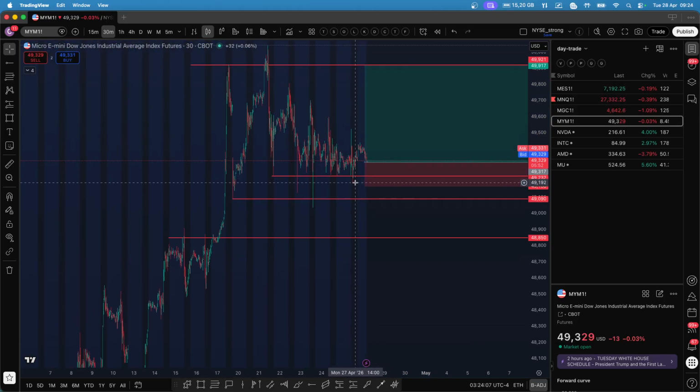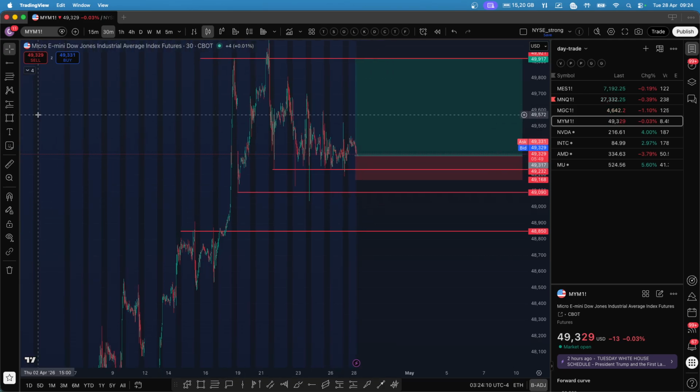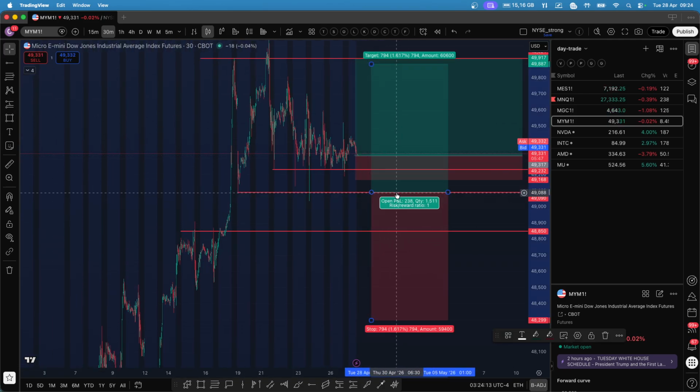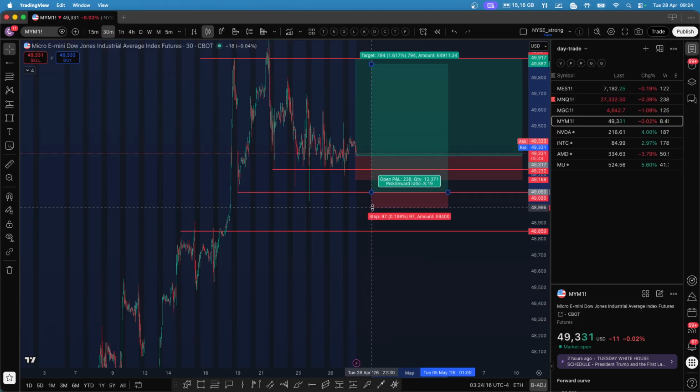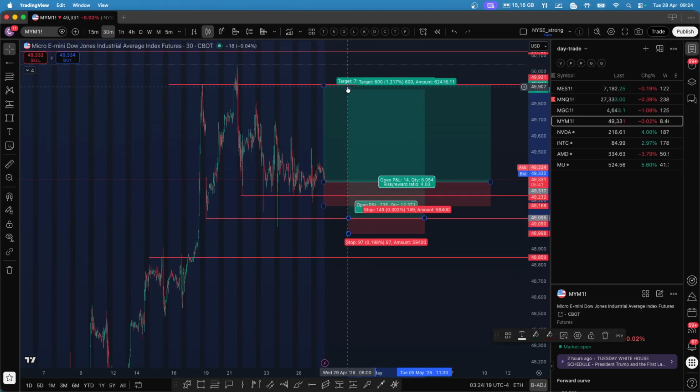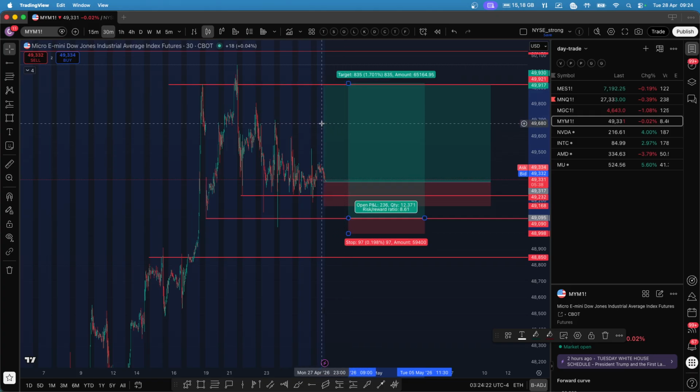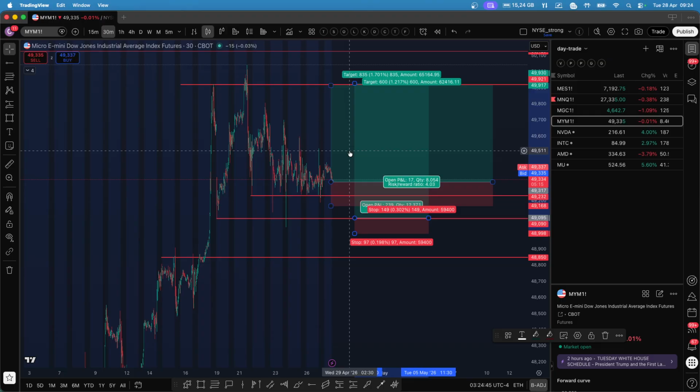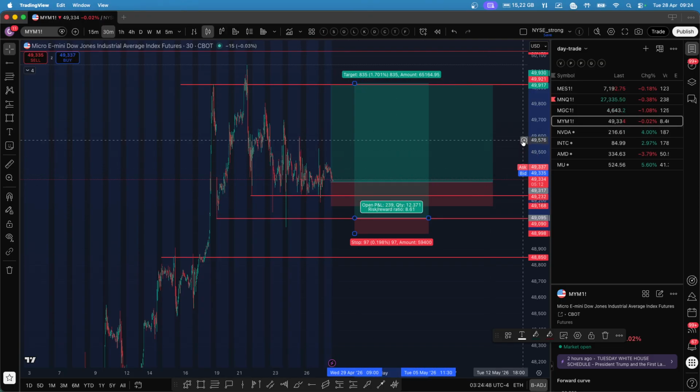So in case we lose this level, then I would like to try the long again around this level, which is 49,088, keeping a small stop loss. And my target is still the same, 49,900. Basically, I assume that on a daily time frame, this is an up move and this consolidation is happening, and I would like to buy as low as possible for the push towards the upside. So this is what my idea is for the MYM. I am not bearish at the moment on the MYM. I'm currently bullish. So that's about the index.